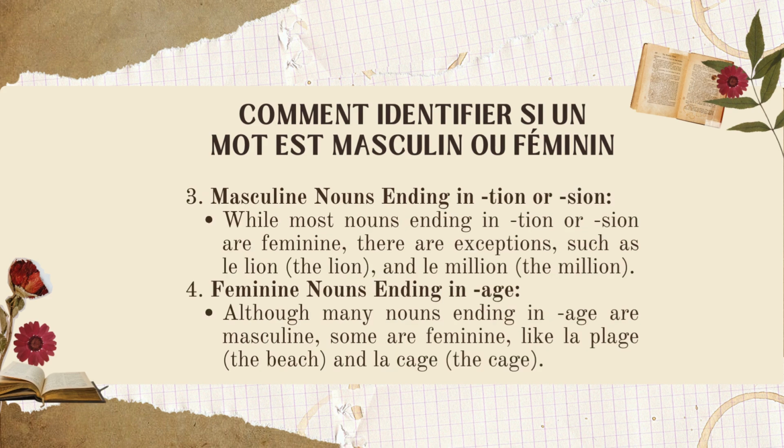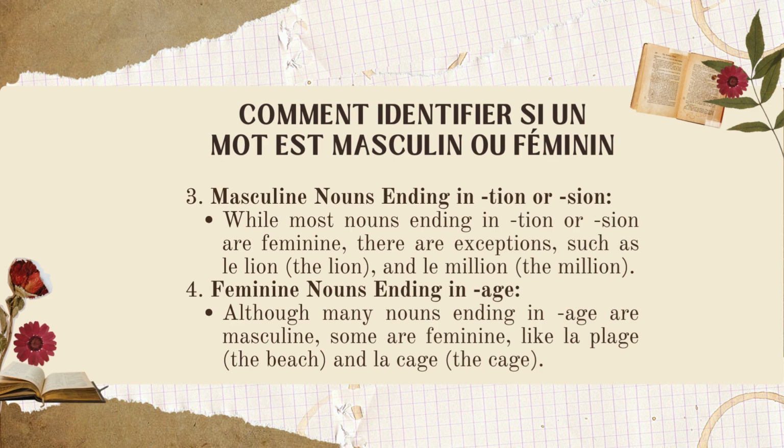So now the third exception. Masculine nouns ending in tion or sion. As I have mentioned, feminine nouns end with tion and sion. So you have to be careful with the masculine nouns ending with tion and sion, because there are some nouns which end with tion and sion but are masculine, while most nouns ending in tion or sion are feminine. There are exceptions such as le lion, the lion, and le million, the million.